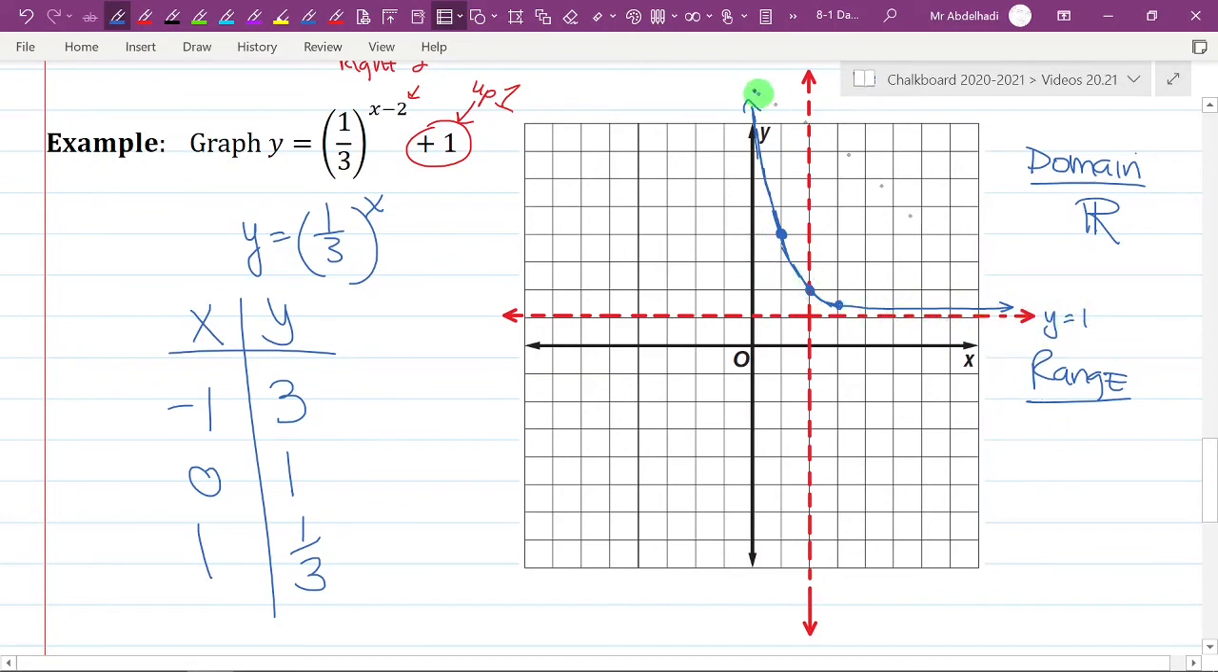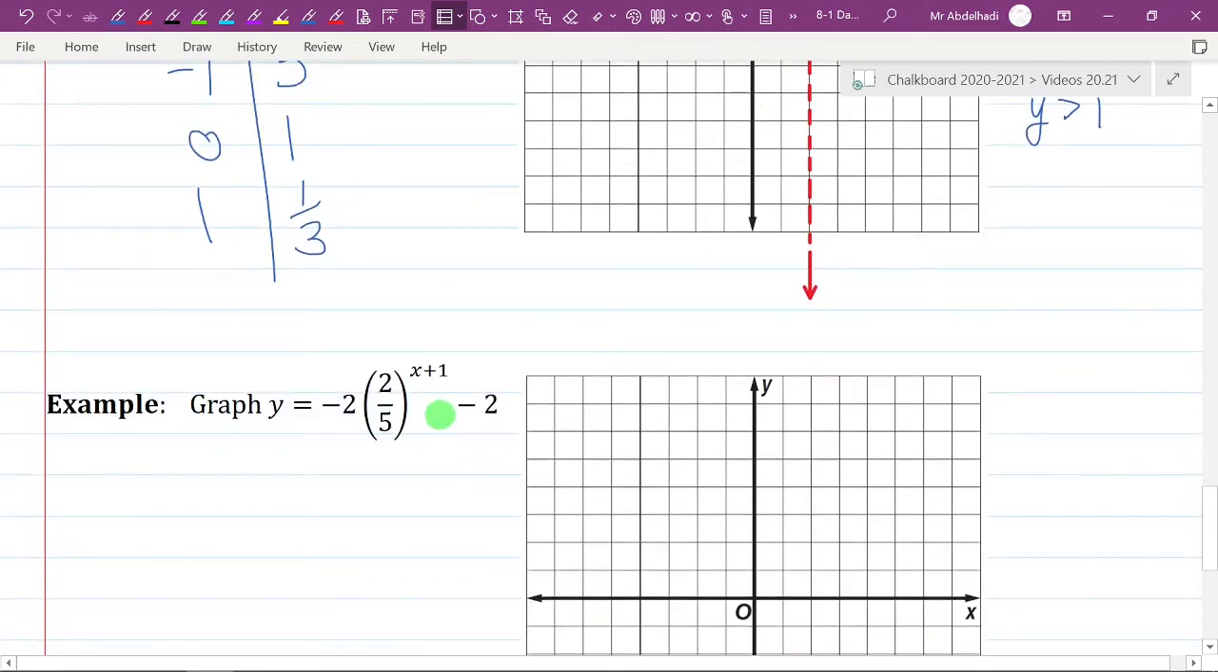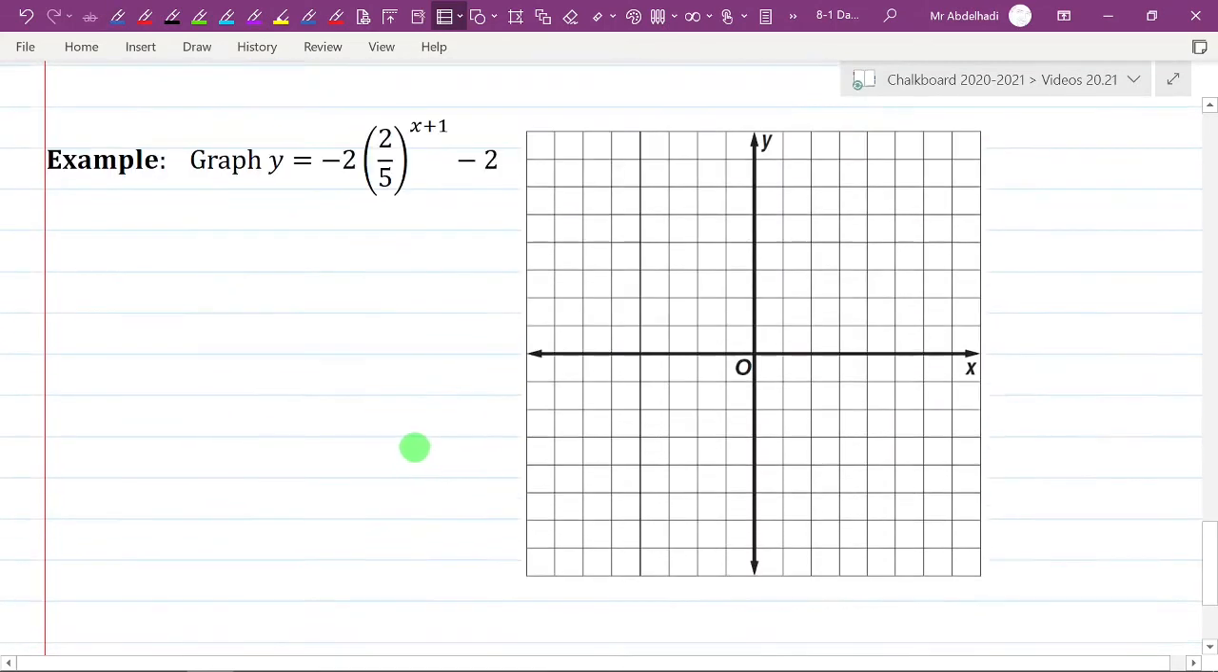So everything is above y equals 1, so the range is y is greater than 1. And that example is done. All right, last example down here. Let's try one more. This is as complicated as I could make it. Okay, we've got a little bit of everything here.